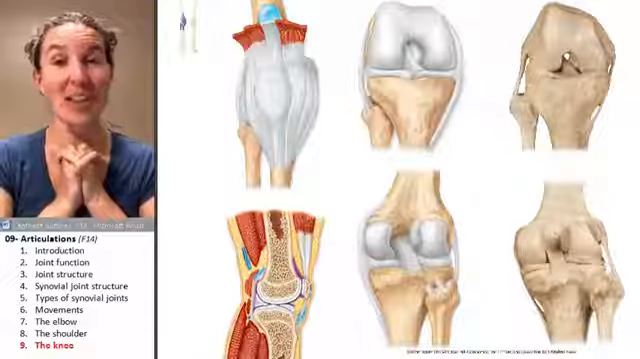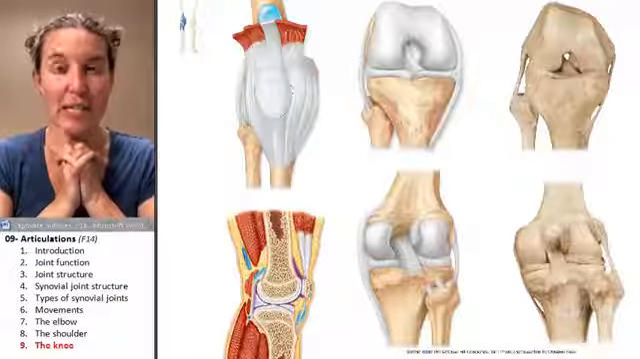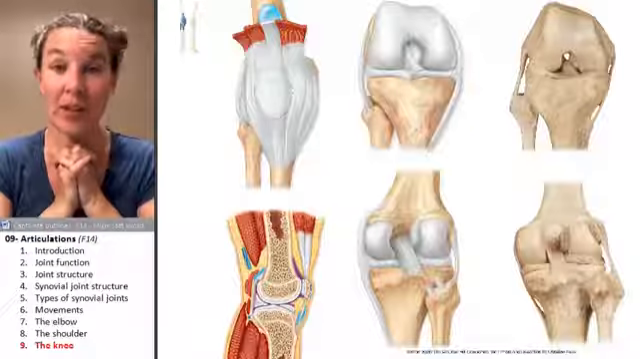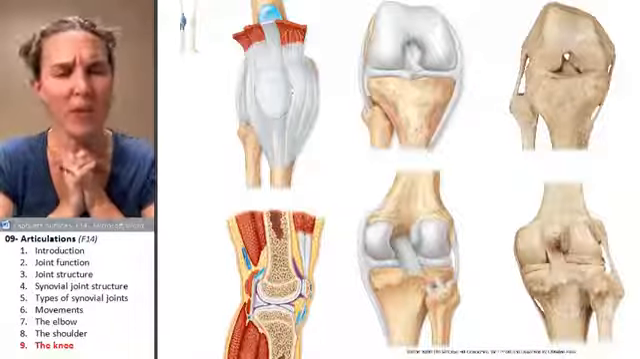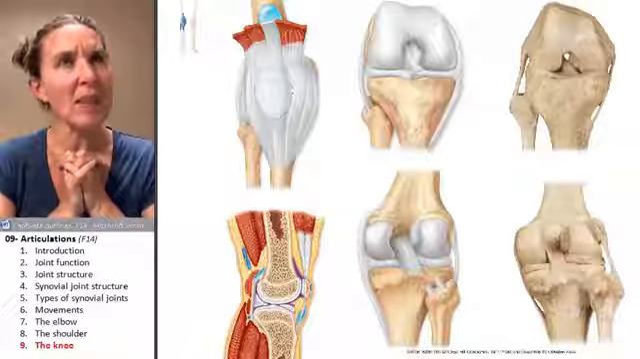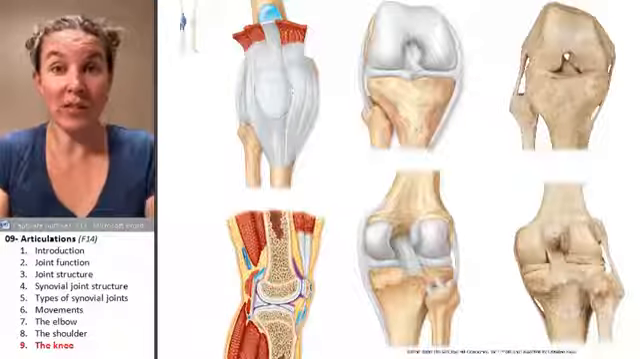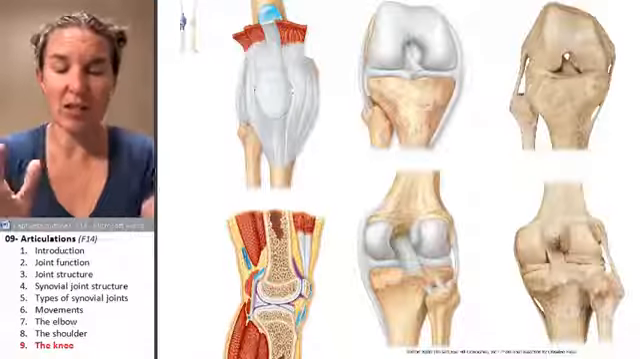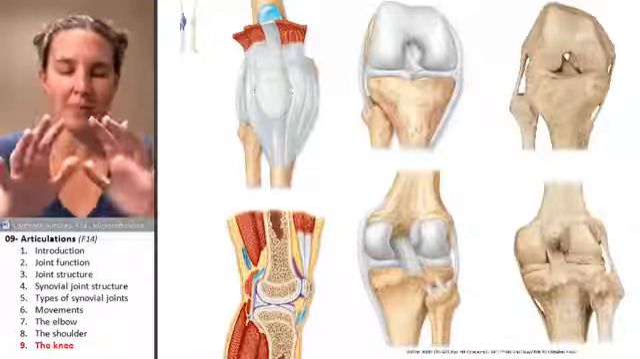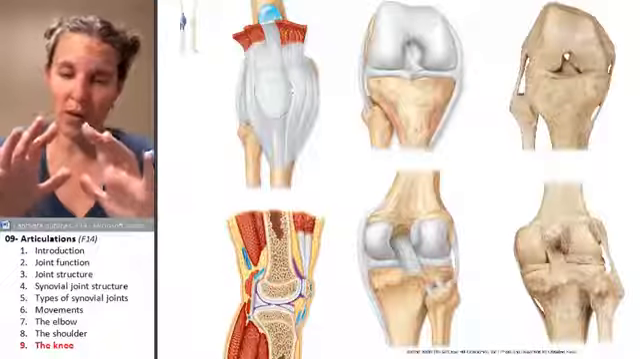Let's talk about our knee. Your knee is actually the most complicated joint in your body. One of the weird things about the knee is that it is a synovial joint. It's capable of some bizarre movements that we're not going to get too crazy with. We'll just call it a hinge joint, but it's more than that.